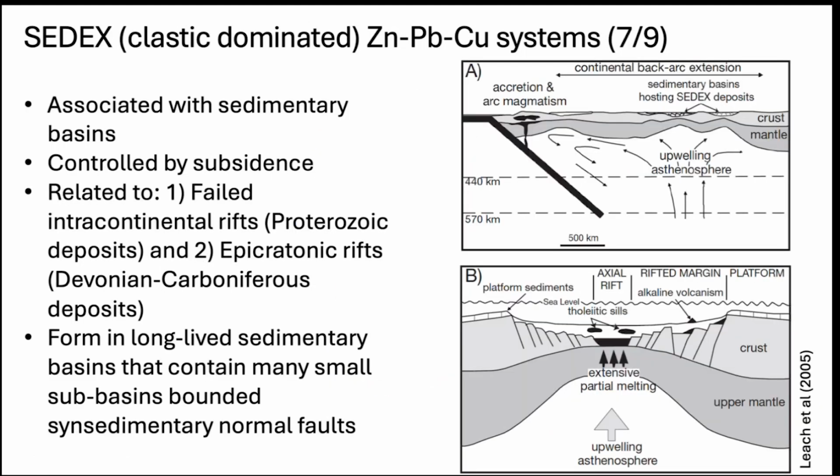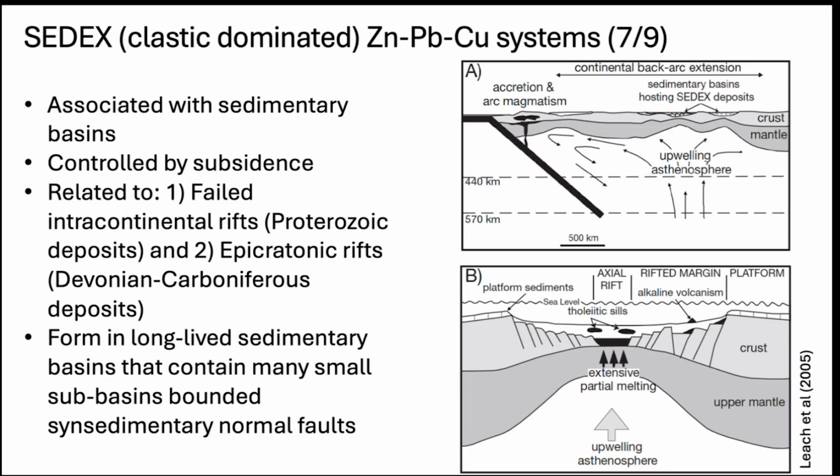And so they're associated with sedimentary basins, controlled by subsidence and related to failed intercontinental rifts or epicratonic rifts. And so there's a couple of cartoons on the right-hand side. The bottom panel is the one that's most commonly seen, where we have rifting associated with alkalic volcanism. So in the Selwyn Basin in the Yukon, my student worked on the volcanic rocks that may or may not be related to SEDEX mineralization.